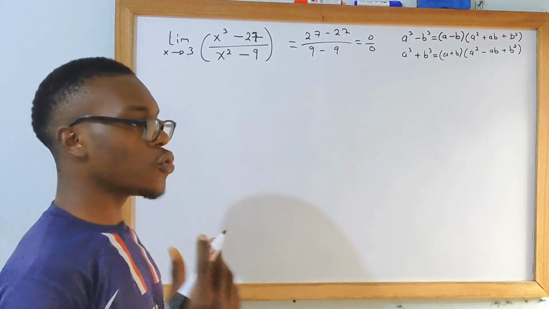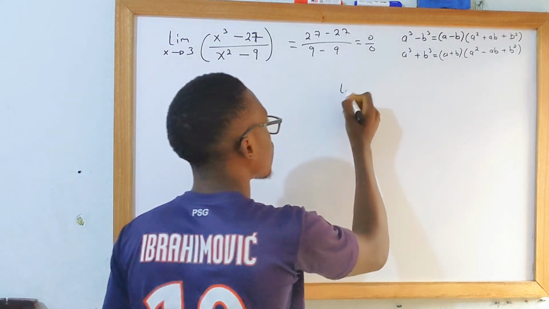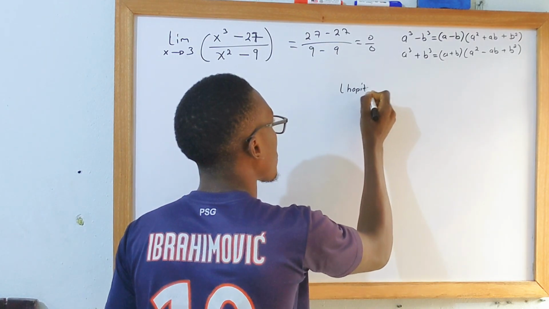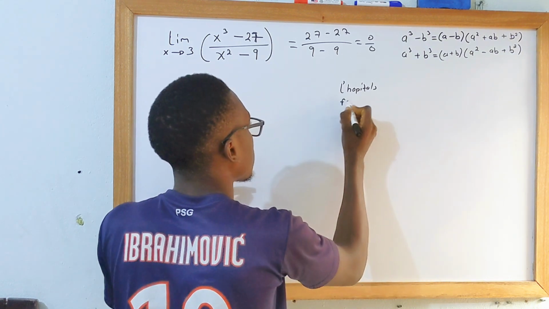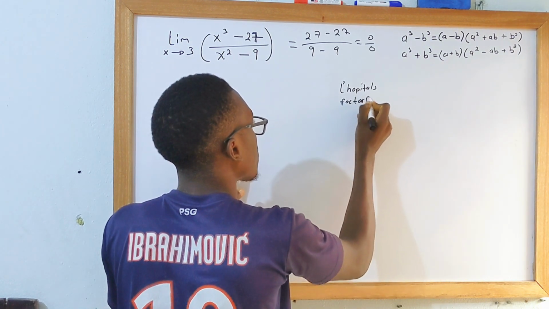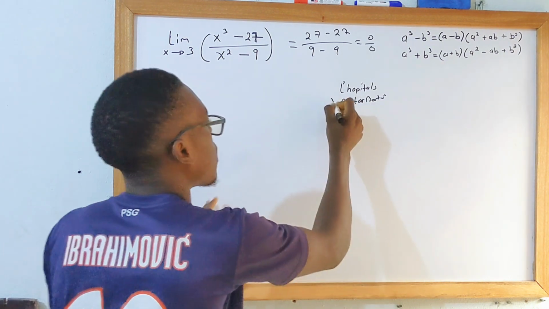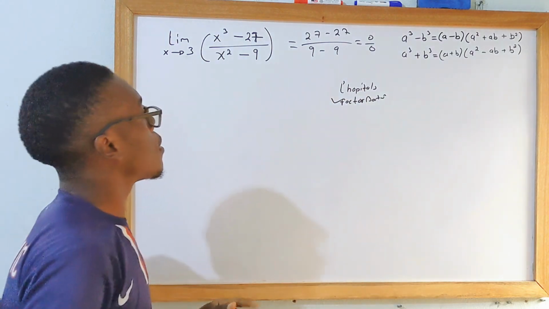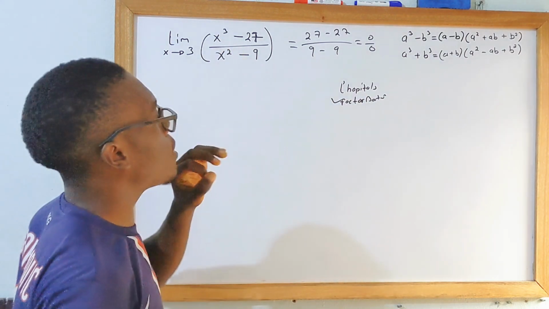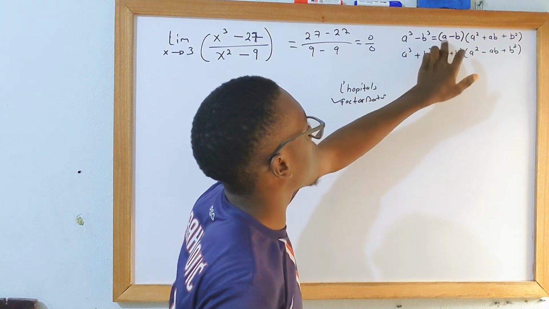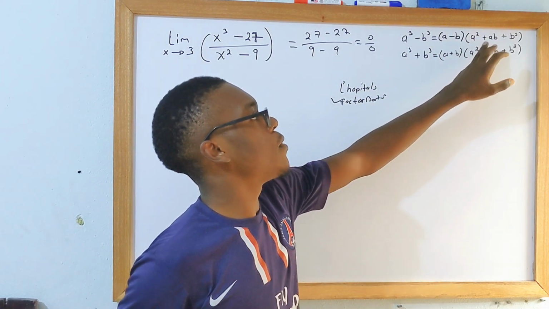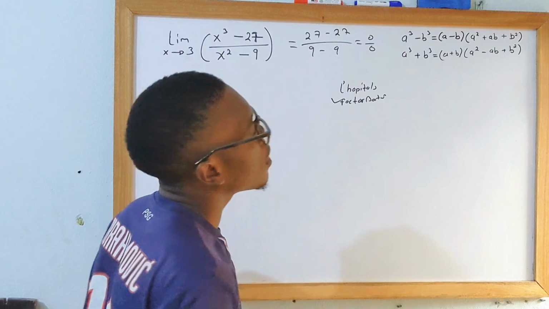Hence, I want to use two basic principles, that is L'Hopital's rule or factorization. Okay, let's start with factorization. Factorizing the numerator, from the basic law that a cubed minus b cubed is equal to what? (a minus b)(a squared plus ab plus b squared). That's what we are going to be using here.